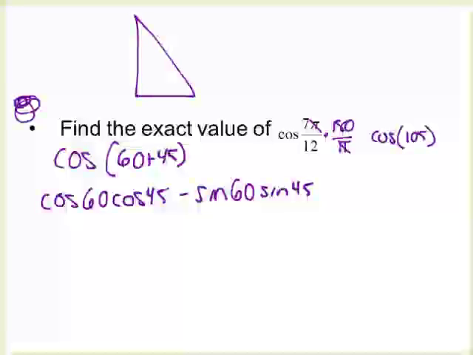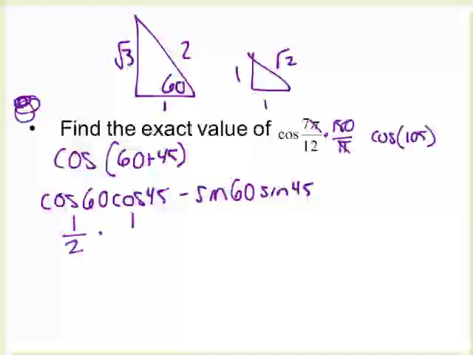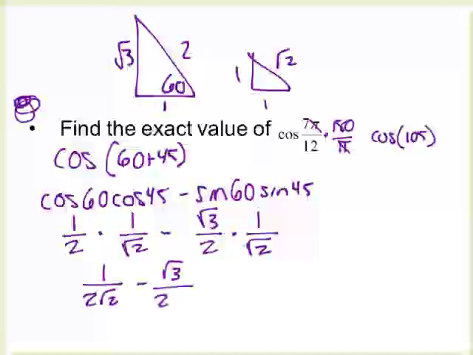So then 60 and 45. What is the cosine, adjacent over hypotenuse, for 60? 1 over 2. Cosine of 45. Sine of 60, opposite over hypotenuse: square root of 3 over 2. Sine of 45: 1 over square root of 2. Multiply together the parts, which just smushes them together. They should have the same denominator.